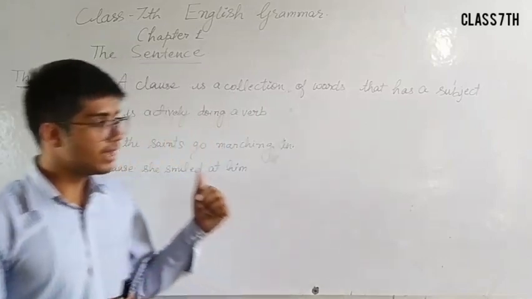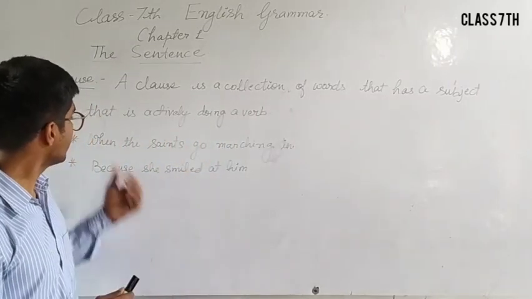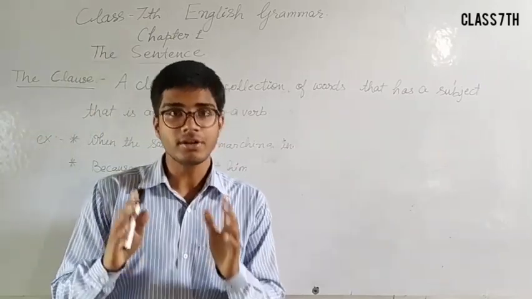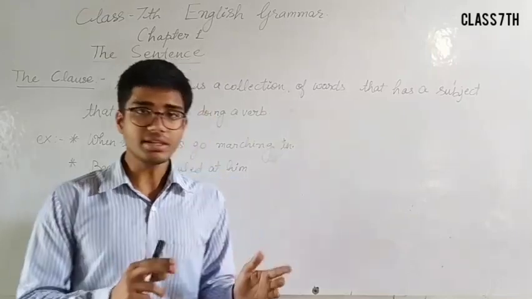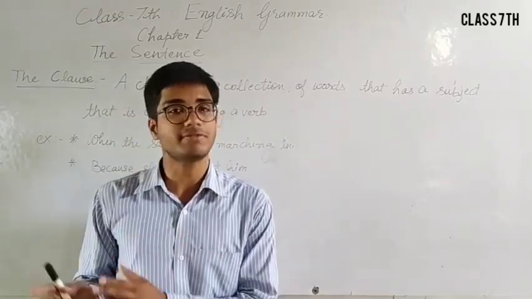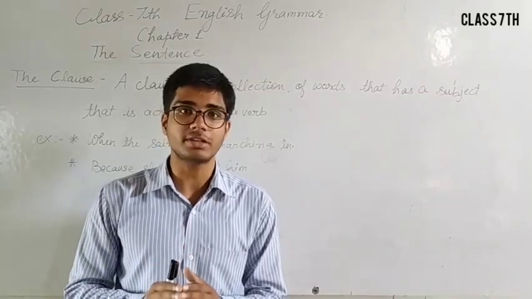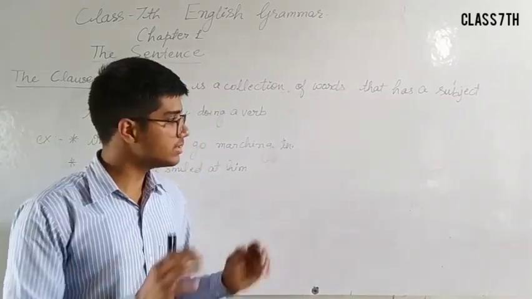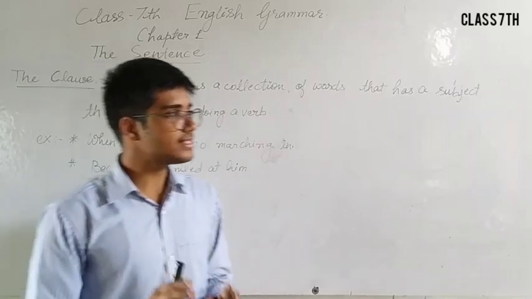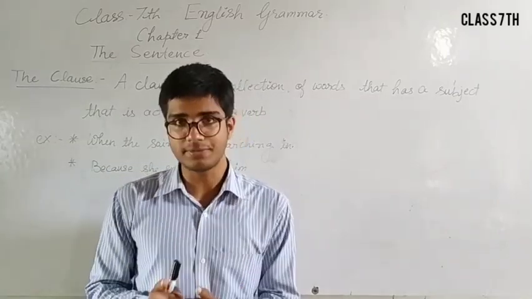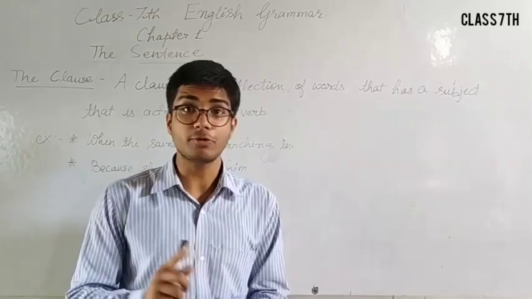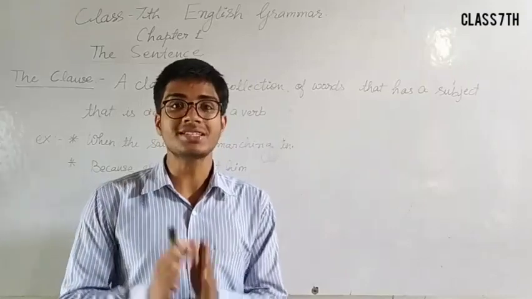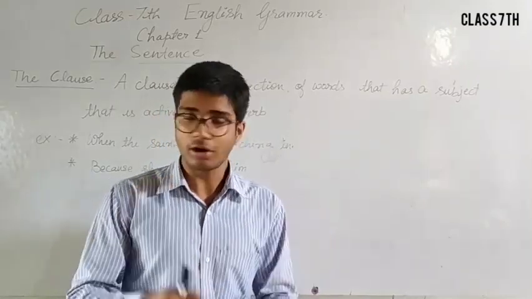Here in the examples we can see, when the saints go marching in. It's a twisted form of the sentence. The types of clauses are not present in your book, otherwise we would have discussed them also. But looking at the definition of the clause, there would be a subject which would be actively doing a verb. Doing a verb means doing something, either working or doing any kind of work.